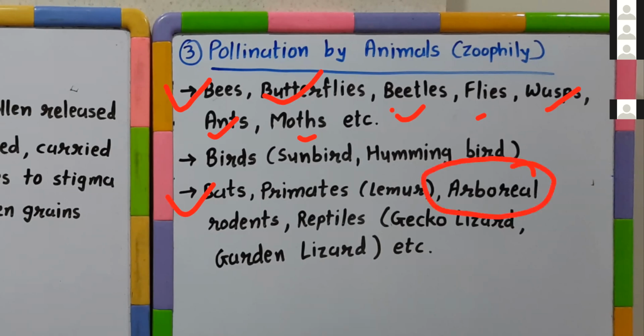Then arboreal rodents. Arboreal means tree dwellers. Those which live on the tree are called arboreal. Example, squirrel and others. Such rodents are one group under mammals. Mouse, rats, squirrels come under the same category. So amongst the larger animals, the primates like lemurs are involved, then arboreal tree-dweller rodents are involved in the process. Some of the lizards are involved, gecko lizards, garden lizard, chameleon and other tree lizards. They have been reported to carry out pollination in many plants.